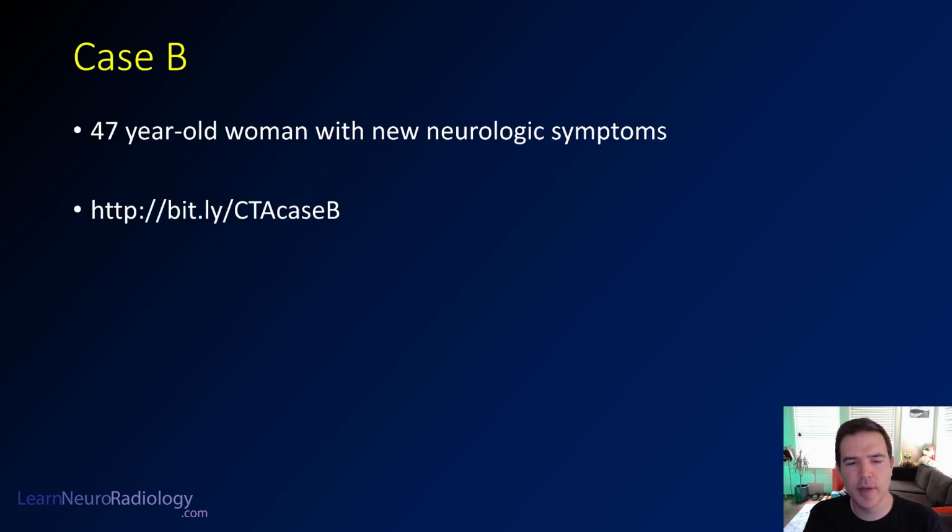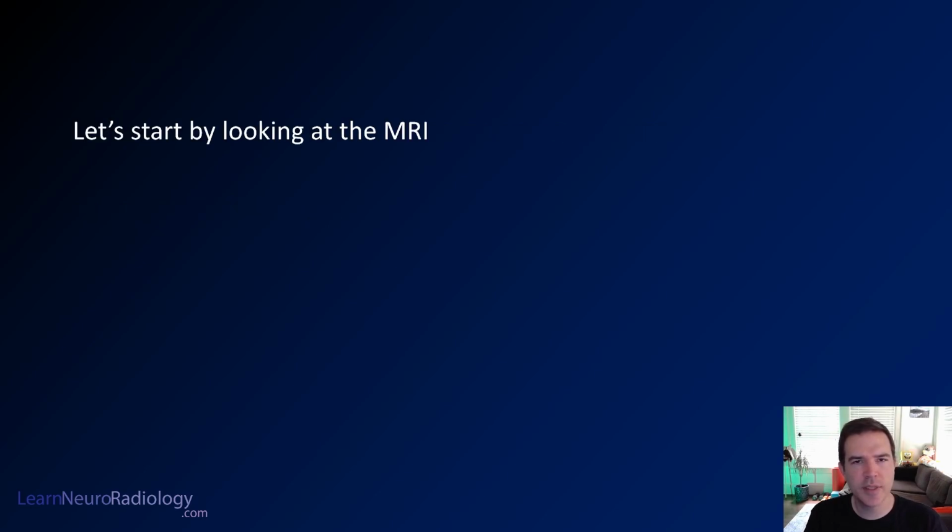This second case is going to be a 47-year-old woman with new neurologic symptoms. You can find this case at the link right here, so if you want to browse it yourself, you can do that in your own window. You can pause the video and come back when you want to go through it with us. So let's start by looking at an MRI. The first set of images here is going to be an MRI, so we'll take a look at that now.